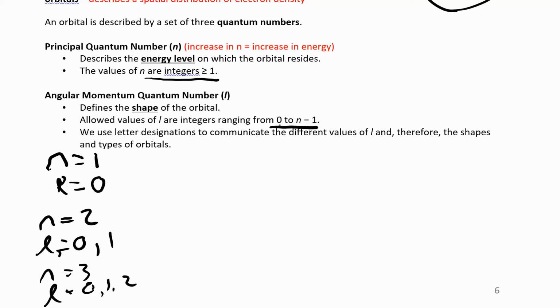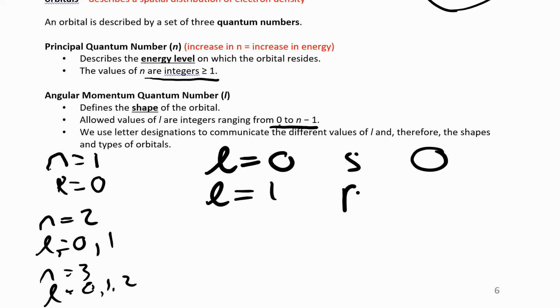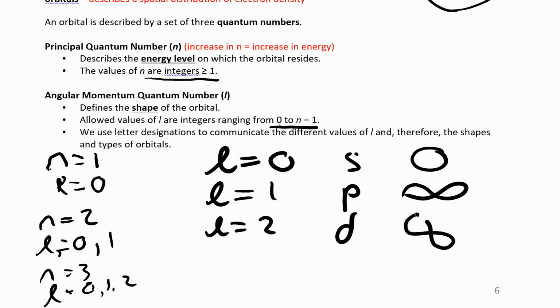So what do these different L's really mean? If L is equal to 0, you have an s orbital, and it's just spherical. If L is equal to 1, you have a p orbital, and p orbitals are dumbbell shape. If L equals 2, you have a d orbital, and that's like this. So S is a sphere, P is like a peanut, D is a daisy.